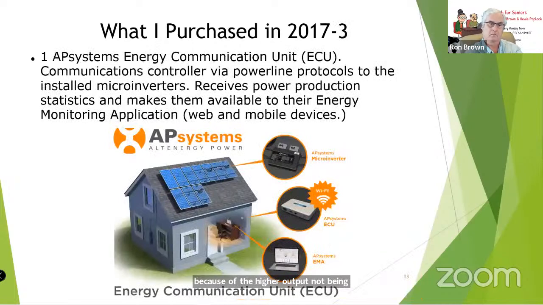Then 1 AP Systems Energy Communications Unit, or ECU. It's a communications controller via power line protocols to the installed microinverters and receives power production statistics and makes them available to their energy monitoring application, which is available on the web and mobile devices.